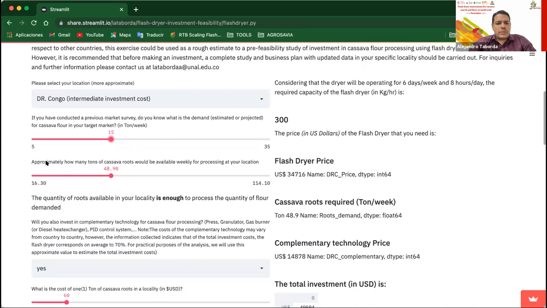Next, you need to provide this information: how many tons of cassava roots would be available in your location every week. This is a really important thing, because maybe you have a huge demand, but there are not enough cassava roots in your location. So, for example, suppose that the cassava roots available in your location are lower. The web tool highlights a note that says that the quantity of roots is not enough to process the quantity of flour demanded in your place.